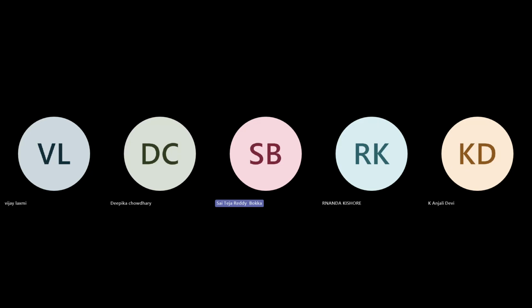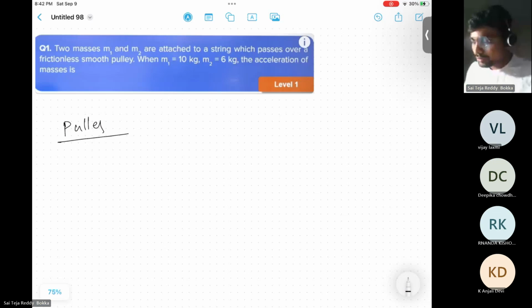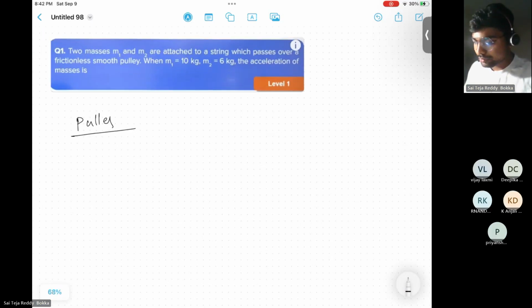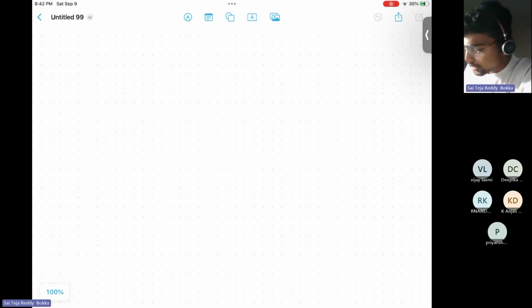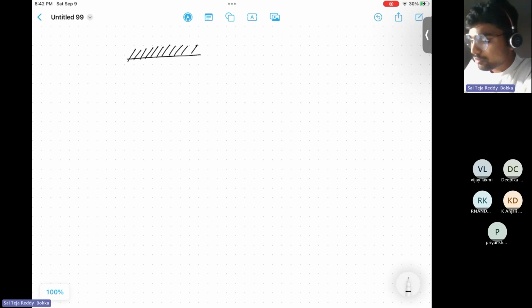We are doing these problems now. Okay, first we'll go with the blank one like this thing. So see this question. First, we used to derive acceleration and tension for each and every pulley.